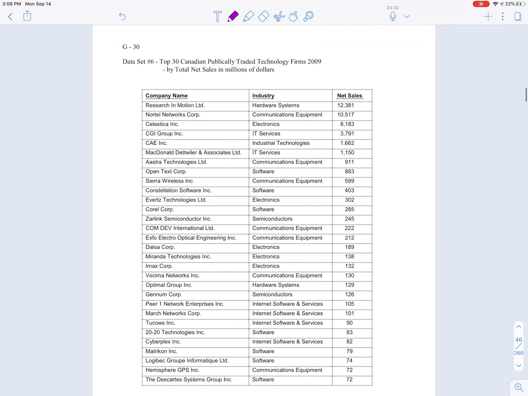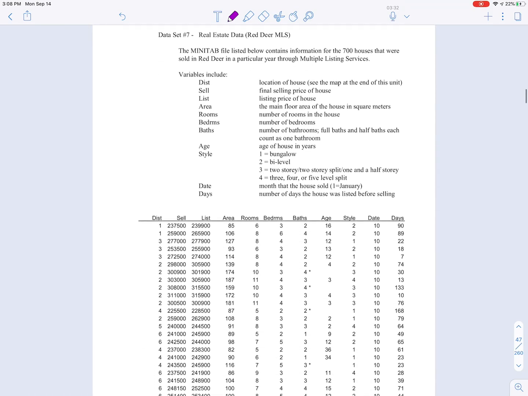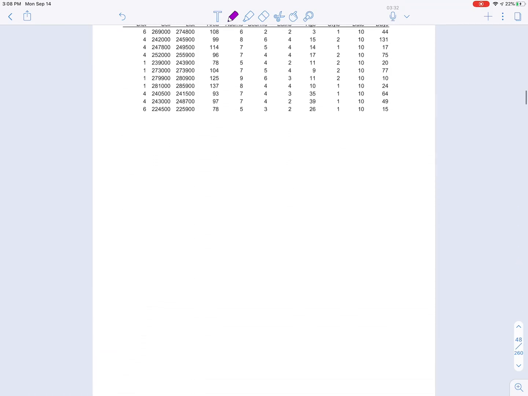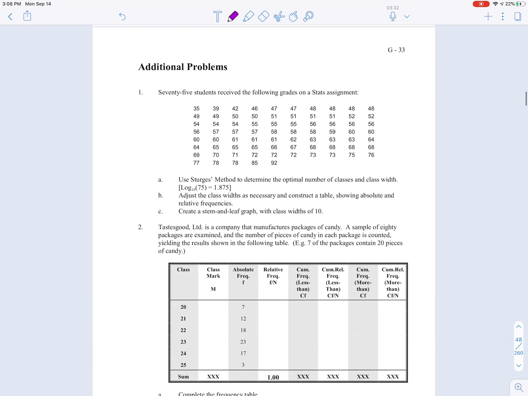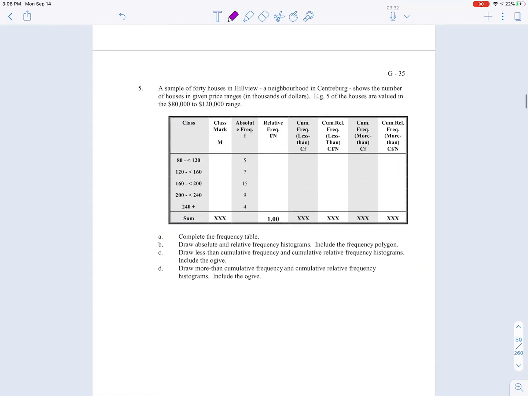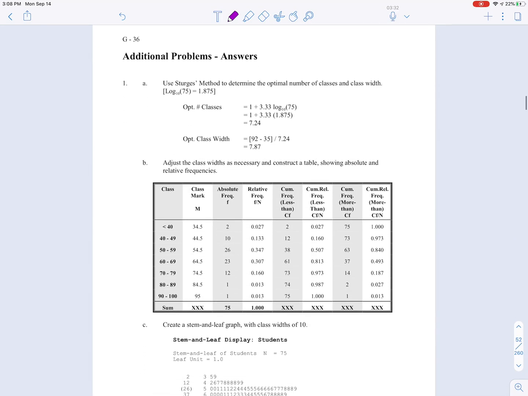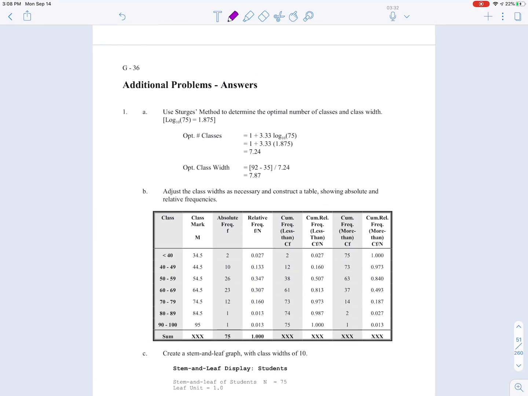Top 30 Canadian publicly traded data sets, and then we've got real estate data here. And then here's additional problems here. Page 33 on. And then we've actually got the solutions for those. So the expectation is that you work through them. See how we're using Sturgis method here?